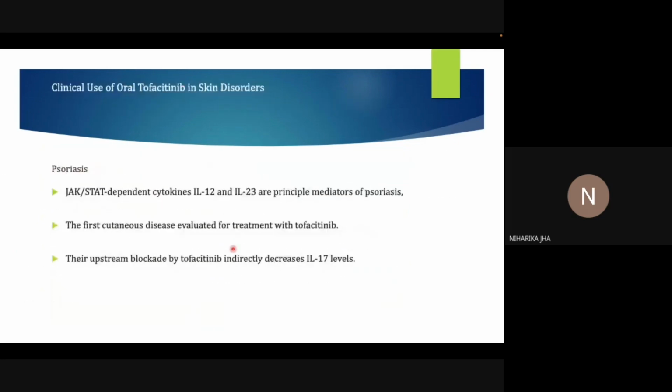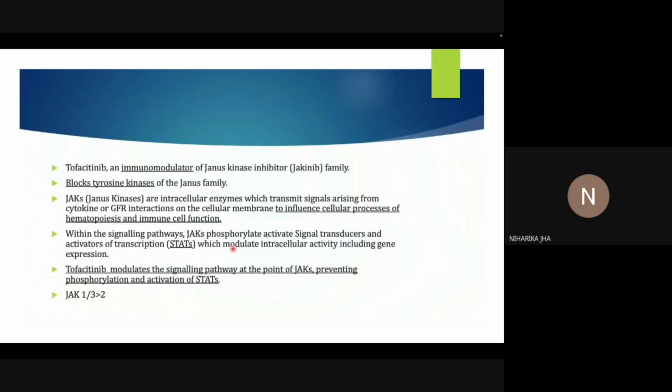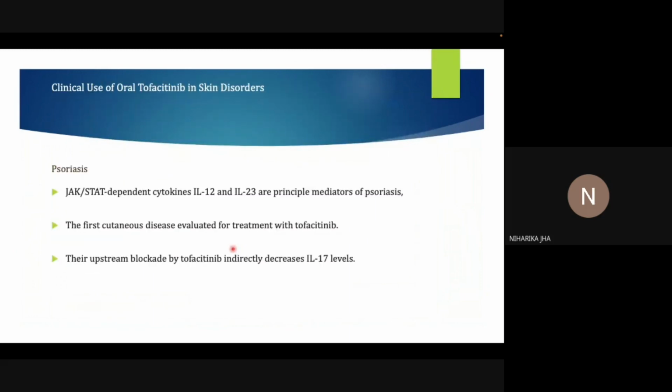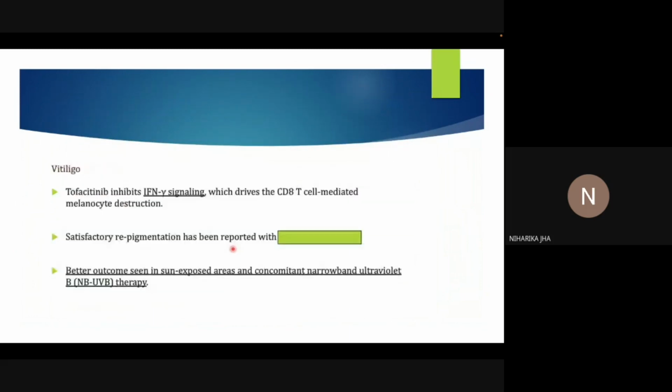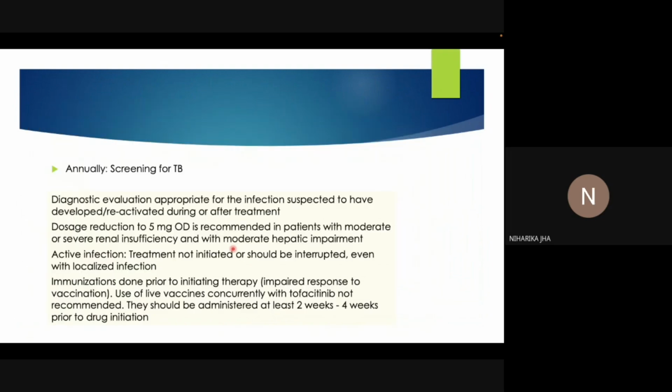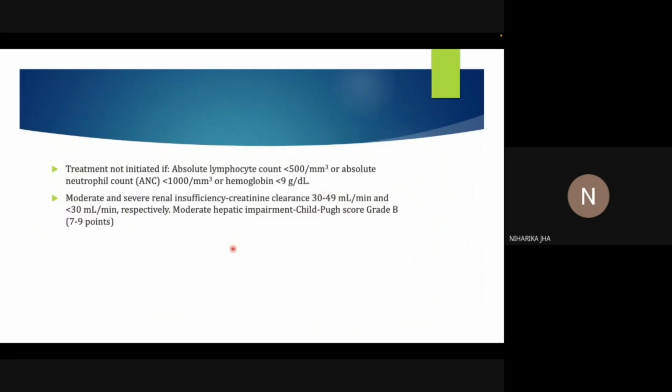So this is all about tofacitinib that we need to know as dermatologists. We should know the mechanism of action, so we will be able to judge which patient is a better candidate for tofacitinib. We should know where it is being currently used: psoriasis, alopecia areata, vitiligo, and atopic dermatitis. Then we should know what investigations we need to do: CBC, LFT, KFT, lipid profile, CPK levels. We have to rule out any tuberculosis, and serology for triple H has to be done. Follow-up has to be done initially at 1 month post treatment and then 3 monthly. Screening for tuberculosis has to be done annually.